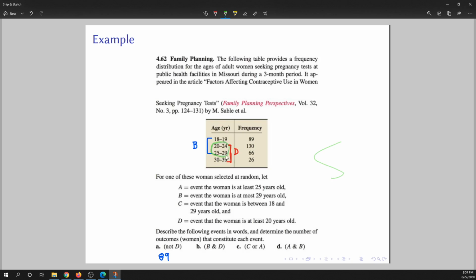So everything here that's common to both of these. Okay, and so B and D are going to be the women in the ages from 20 to 29, right? And then they want to know how many women are in that event. So we would add these two numbers right here, 130. Okay, I see. This is not the highlighter that I want. That's why. All right, so that would be 130 plus 66, which is 196.